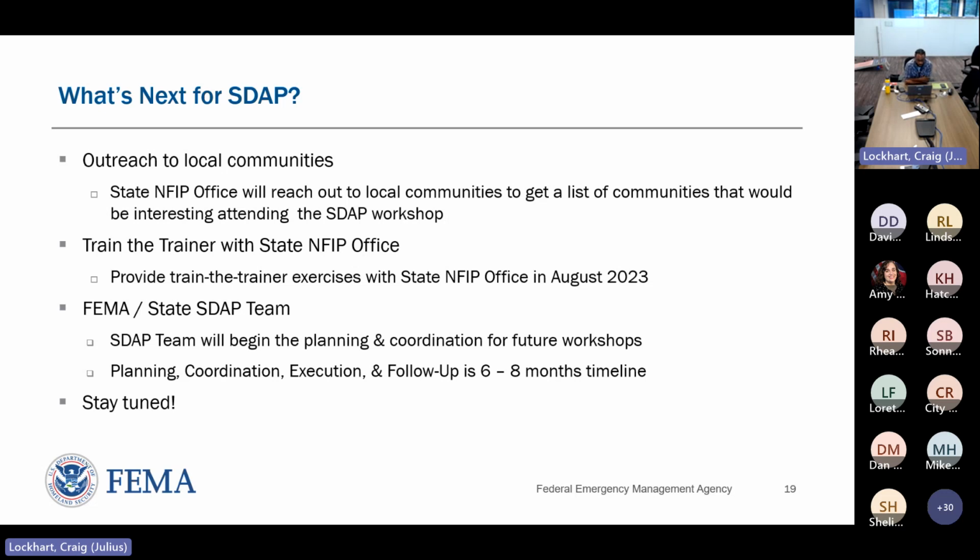We have to provide some training. FEMA Region 4 office will be training not just Amy, but all the state NFIP coordinators in terms of how to facilitate this workshop. That way we have multiple facilitators, not just FEMA, but Amy being trained on it, Sonny being trained on it, and able to execute this workshop, because it's going to be a joint workshop between FEMA and the state.